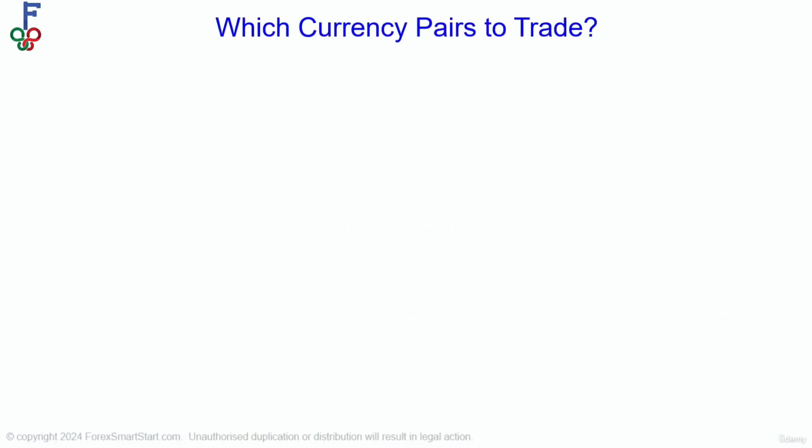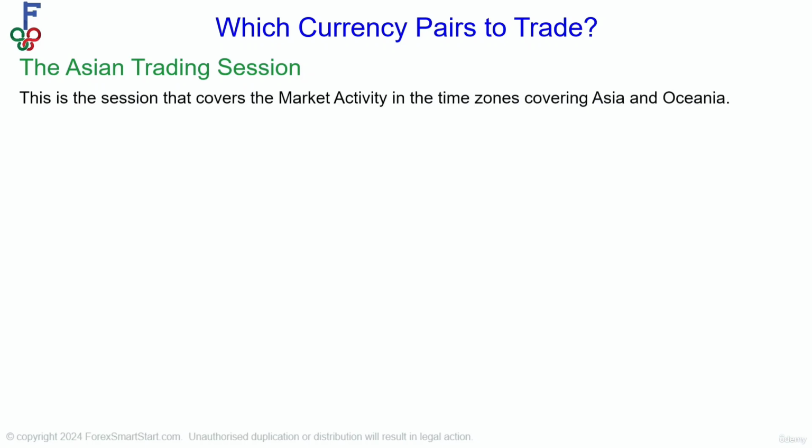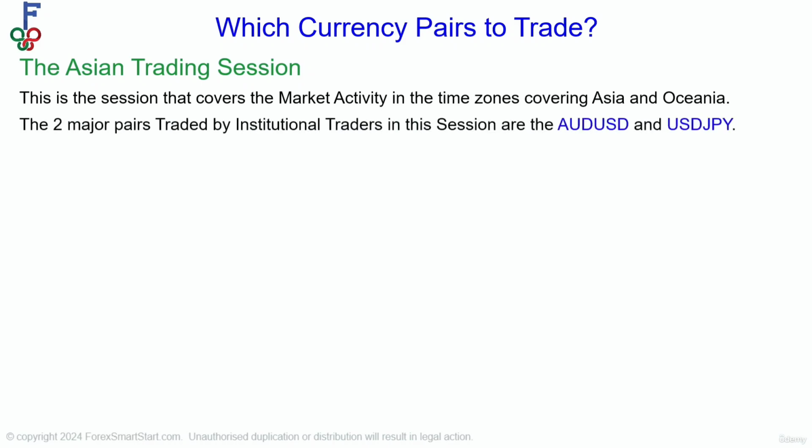The AUD-USD currency pair. The Asian trading session is the strongest trading session to trade the AUD-USD currency pair. This is a session that covers the market activity in the time zones covering Asia and Oceania. The two major currency pairs traded by institutional traders in this session are the AUD-USD and the USD-JPY.